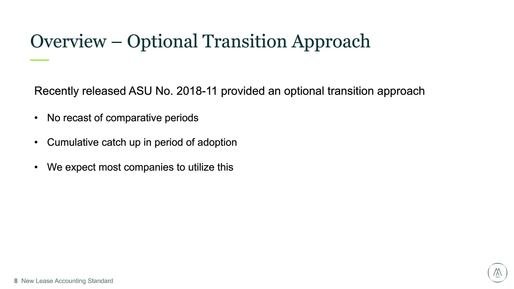This revised adoption method came about as a result of numerous entities expressing concern to the FASB over the administrative burden associated with a full restatement adoption approach. Given the simplification that ASU 2018-11 provides, we expect the majority of entities to adopt under this approach.